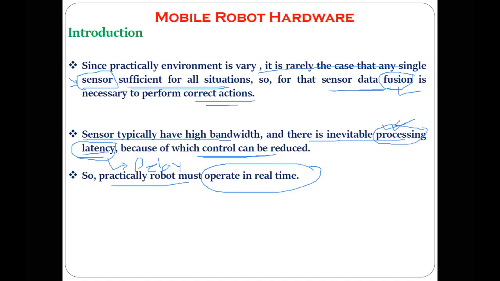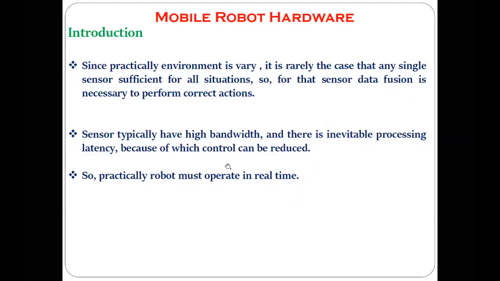But if the processing latency is there, is it possible to operate the robot in real time? I hope you are getting the meaning of real time. Can we expect the operation from the robot in real time? No. Real time means, as soon as you get the data, the processing should happen at that instant only, without any fraction of delay. Understood? But delay is always there. Inevitable means we cannot avoid such a fraction of delay. That is the meaning of inevitable.